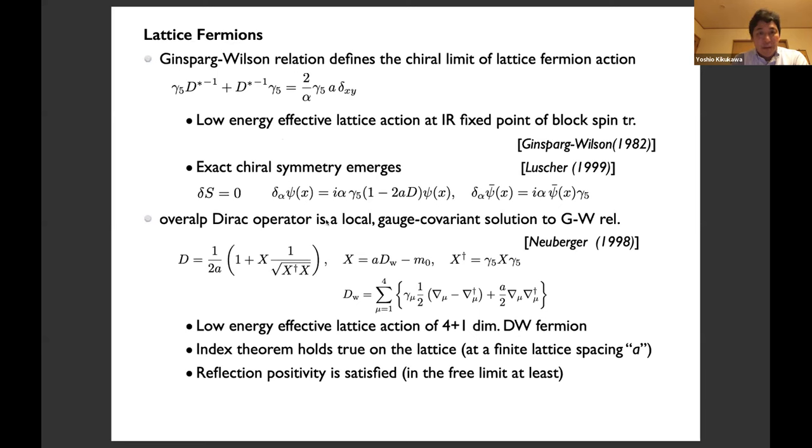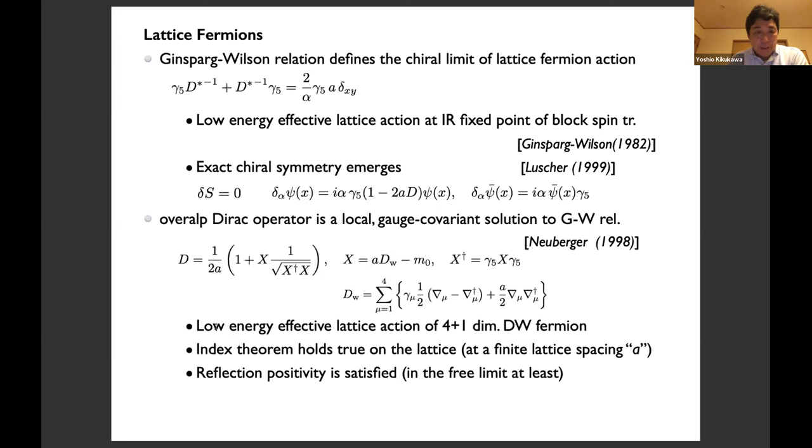And the overlap Dirac operator is a local, gauge covariant solution to the Ginsparg-Wilson relation given by Neuberger. The overlap Dirac operator is defined in this expression with the Wilson Dirac operator X. In this case, we include a negative large mass M naught here. The mass parameter M is taken in the region between 0 and 2. X is a Wilson Dirac operator with a negative mass of order inverse lattice spacing. Then with X, the Dirac operator is defined in this rather complex expression. Here D_W is the Wilson Dirac operator for the massless case.